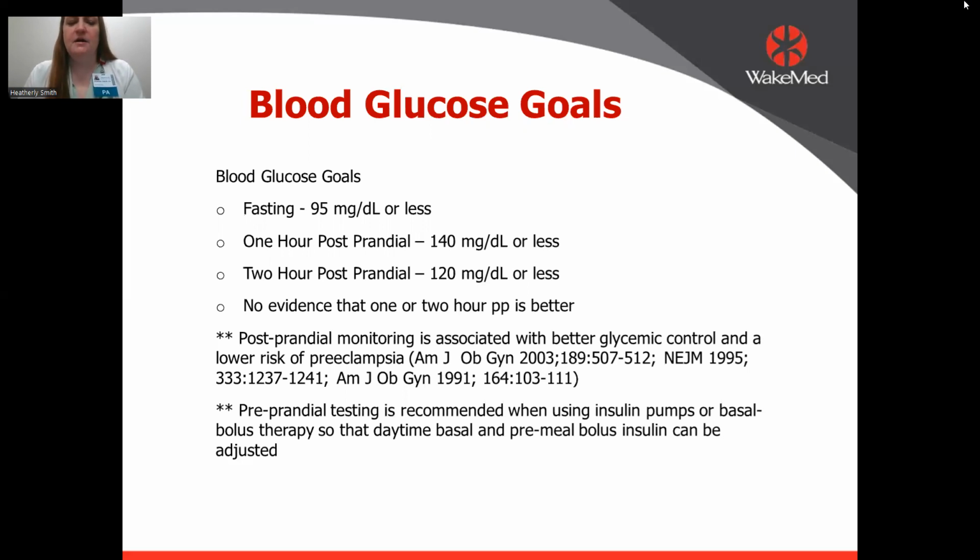We know that postprandial monitoring is associated with better glycemic control and a lower risk of preeclampsia, and that is the reason that we do monitor after meals. Although, if we have a patient that's on prandial insulin, which all of our type 1 diabetics would be, and many of our type 2s as well, then we would want them checking before meals as well.